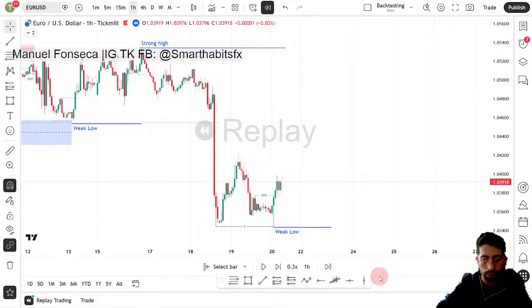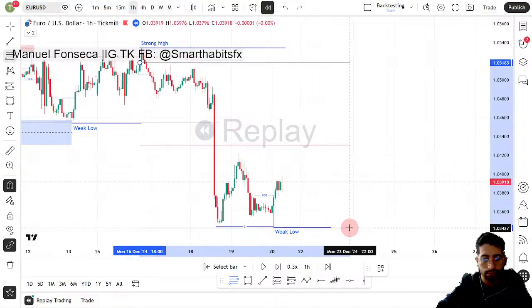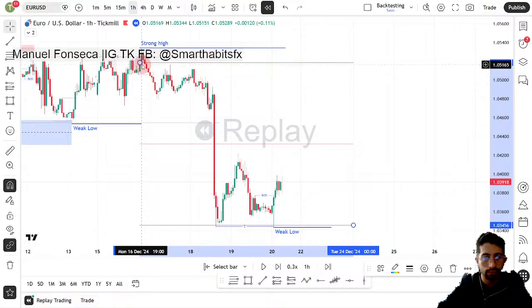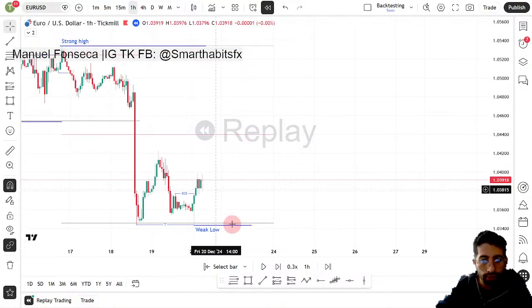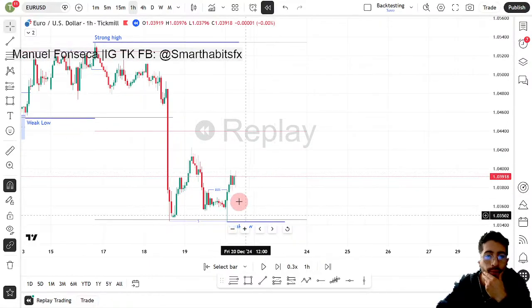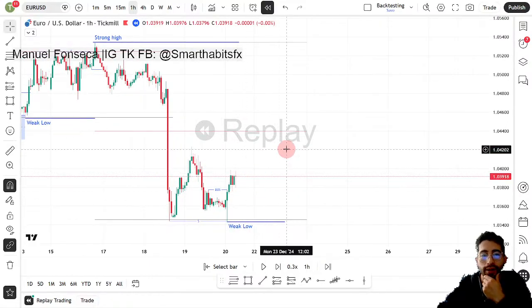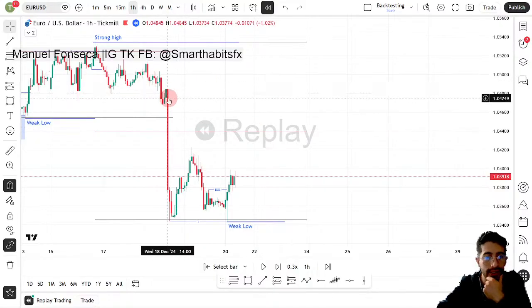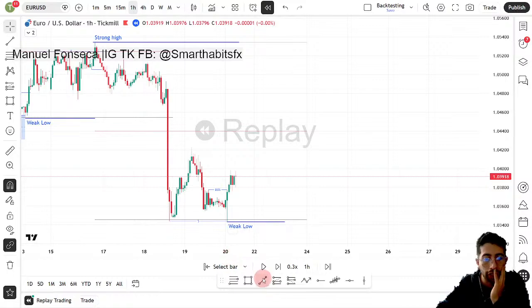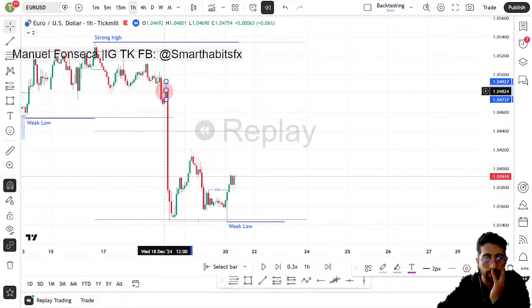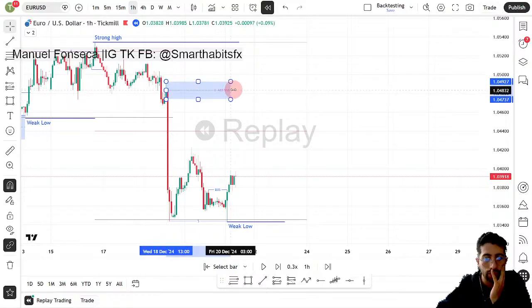Where? Here. All right. Now we're in the discount area. We will wait for the price to buy, probably to these imbalances right here or these order blocks right here, which are good. It looks nice.